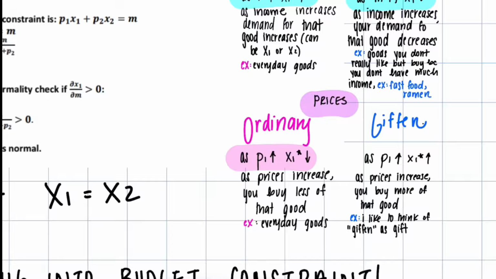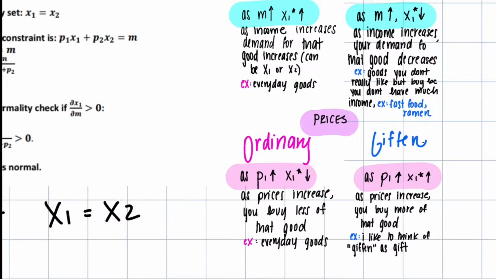And then for Giffen, it's the opposite. As prices rise, our demand for that good actually goes up. I like to think of this as a gift because it's Giffen. It kind of sounds the same. And we all know those people who value things that are more expensive. And so maybe you want to go buy something for someone just because it's more expensive. You have more of an incentive to buy it.